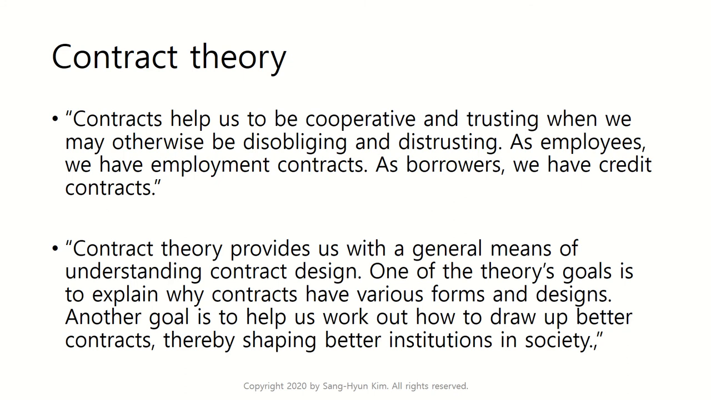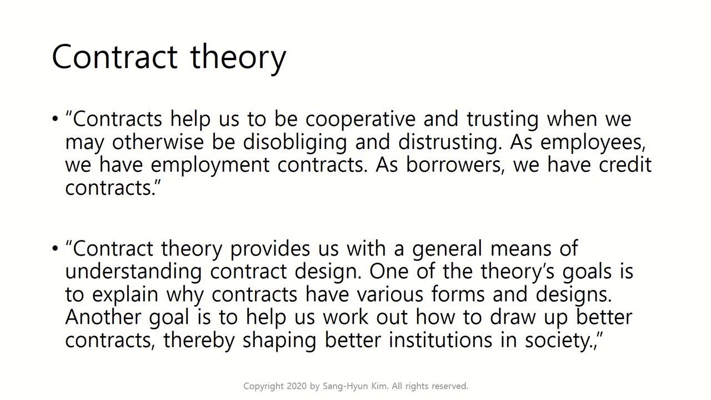And contract theory, what is contract theory? Contract theory provides us with a general means of understanding contract design. So that's what economic theories do, right? It provides us some means of understanding some social economic phenomenon. One of the theory's goals is to explain why contracts have various forms and designs. Another goal is to help us work out how to draw up better contracts, thereby shaping better institutions in society.